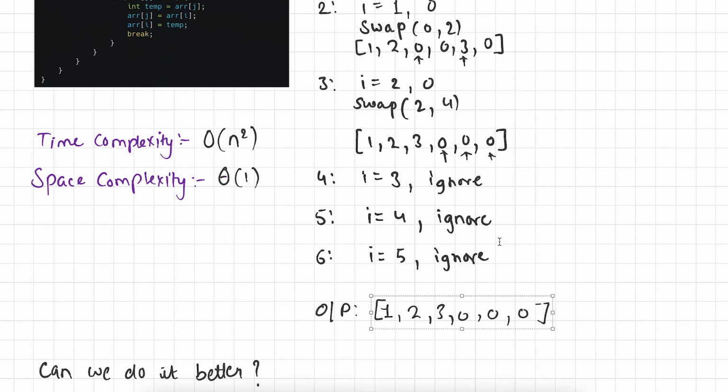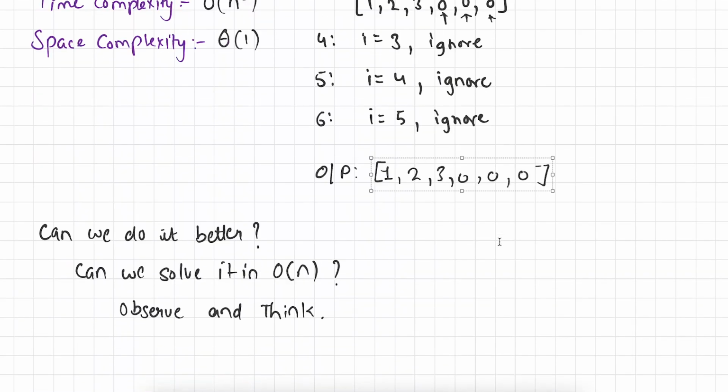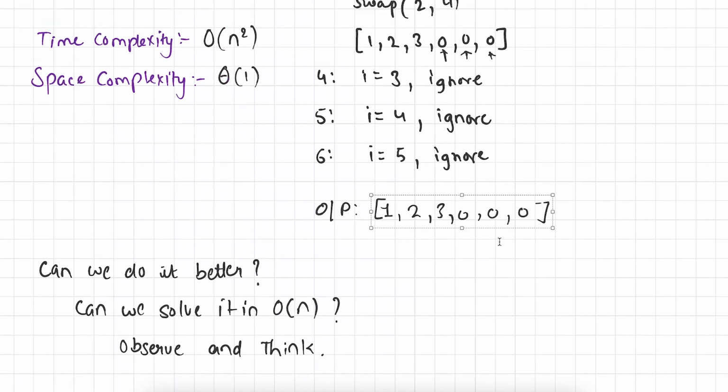So this is all about the brute force approach. But this is the quadratic order of growth. Can we do it better? Do we have any other approach to solve this problem in linear time complexity?